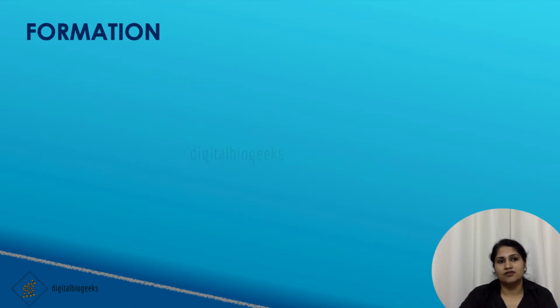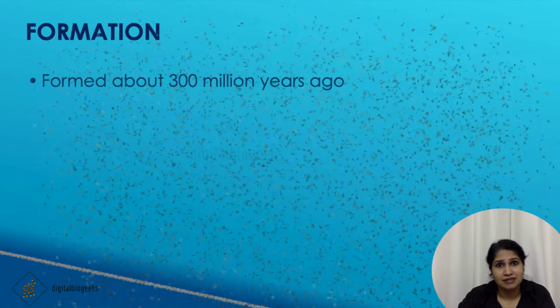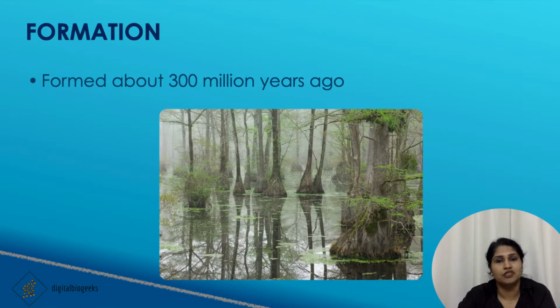Let's see how is the formation of coal. Coal formed about 300 million years ago. At that time, Earth was covered with dense forests containing giant trees, plants and algae. Sea occasionally flooded this forest. Then the plants and trees got trapped into the swampy land. More and more plants formed layers like this.